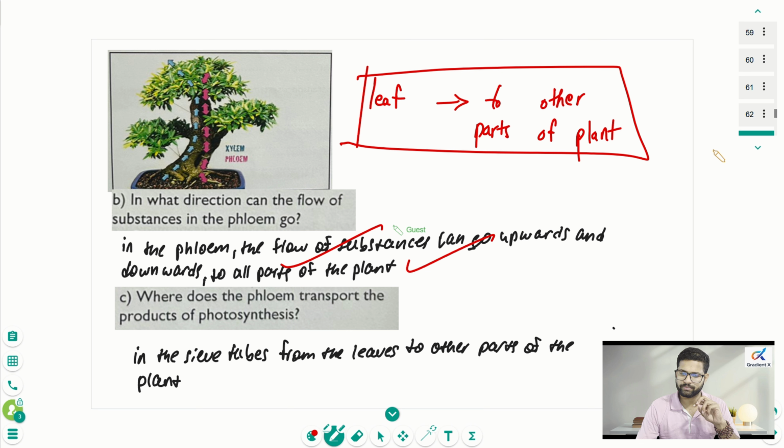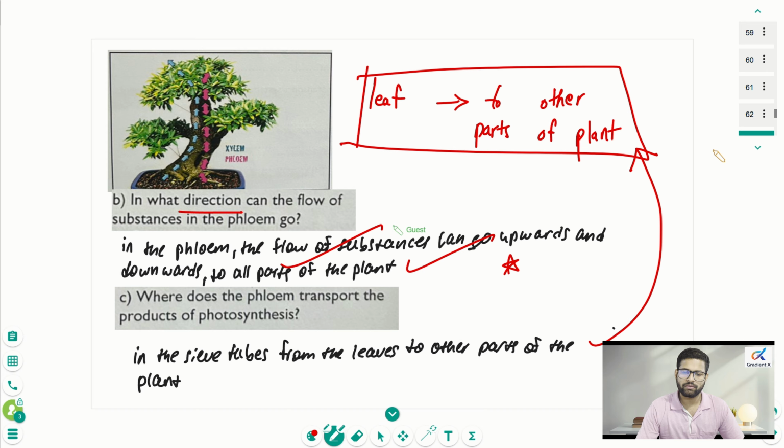So in the sieve tubes from the leaves to other parts of the plant? Yes. And the leaves are what? The source, right? You can specify that phloem is transporting the food that is prepared in leaves from the source, that is leaves, to the sink. Or you can say the food is moving from the source, that is the leaves, to the sink.